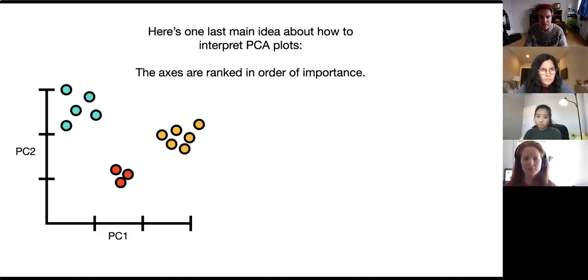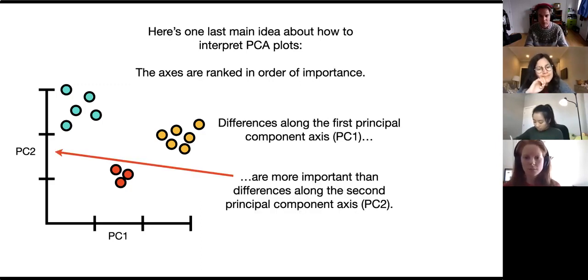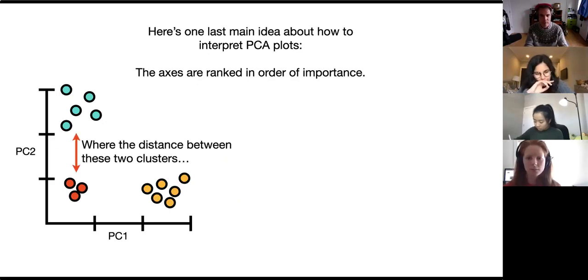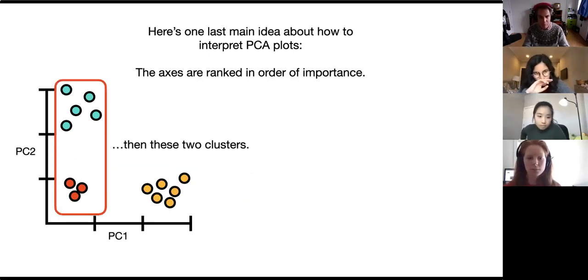Here's one last main idea about how to interpret PCA plots. This is stuff we've already talked about. The axes are in order of importance, and the more important differences are along the first principal axis, with less important differences along the second principal axis. Okay. I'm just repeating what we've done, so I'm going to pause the video because we've pretty much got PCA down solid right now.